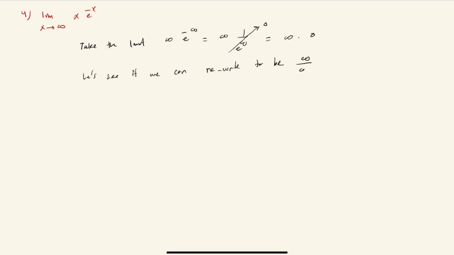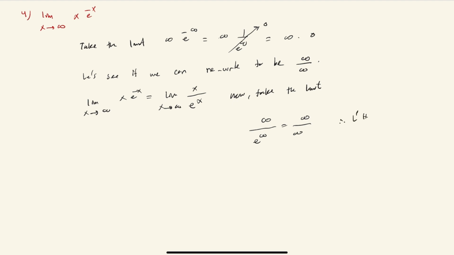So I'm going to write this. I want to make it in terms of a fraction that is going to result in infinity over infinity when I take the limit. Notice here, I just moved e to the minus x to the bottom, and now I want to take the limit. Now I'm going to substitute x equal to infinity and it results in infinity over infinity. Now I can apply the L'Hopital rule.